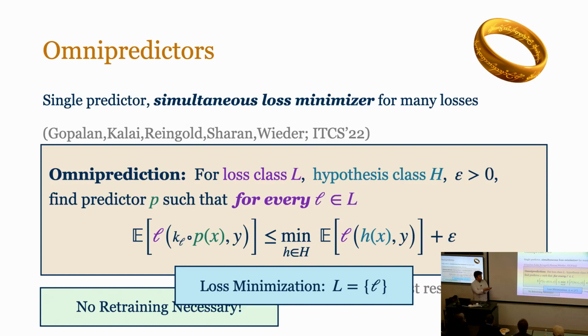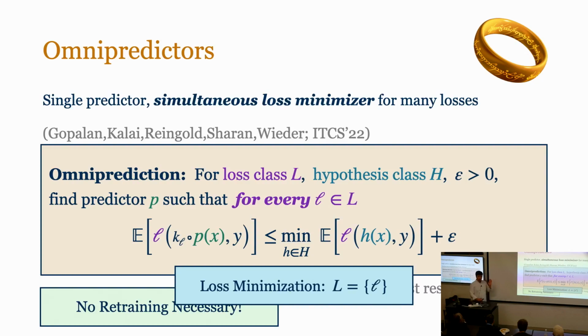I'm going to show you how to achieve this for classes like all convex loss functions. So an uncountably infinite number of loss functions simultaneously. So even for that, lookup tables aren't going to help you. But definitionally, hopefully it makes sense. We want a simultaneous loss minimizer for all little l, all losses in our big class, and we want it to somehow be encoded and compressed into this single predictor P of x.